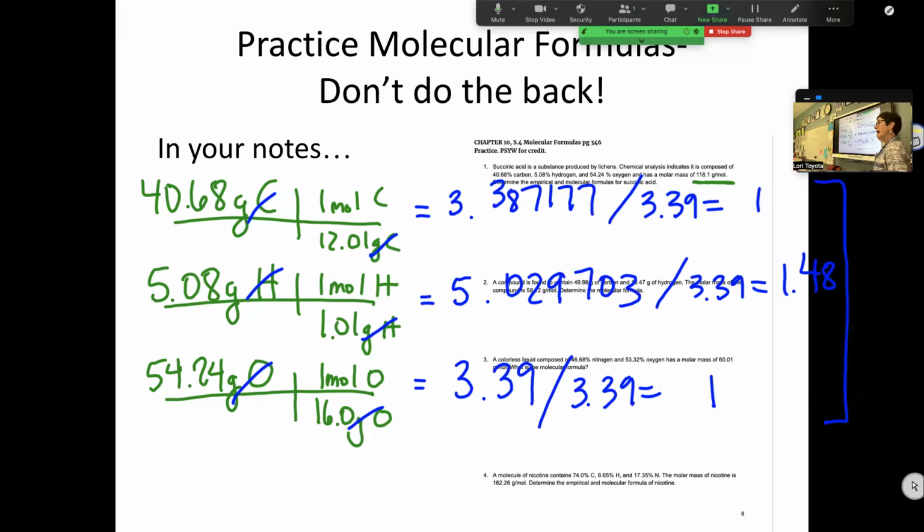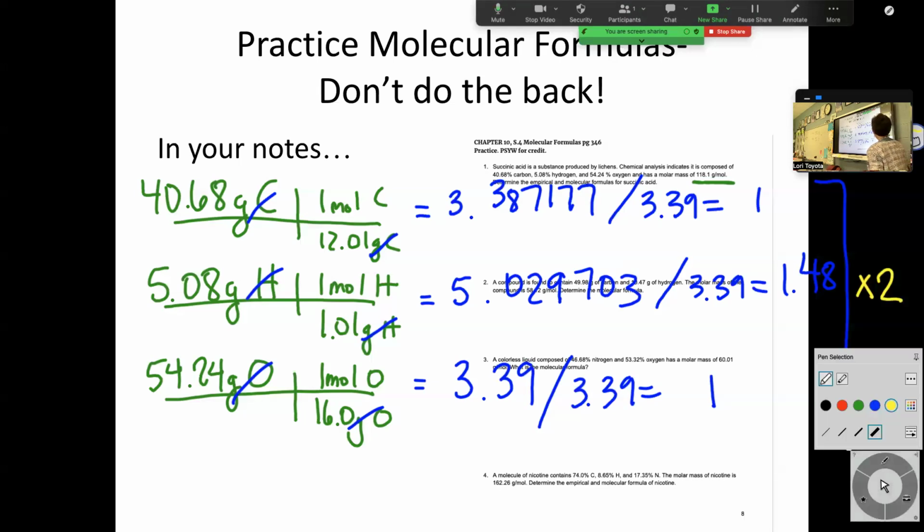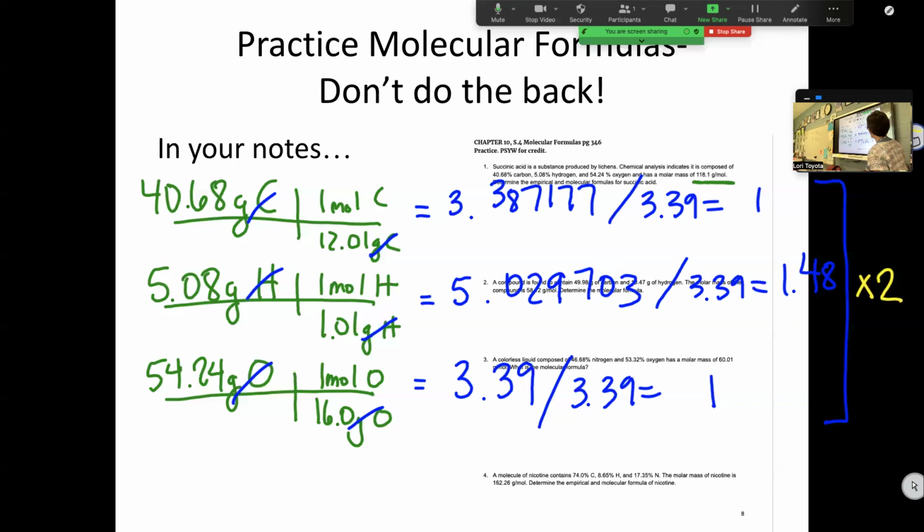So what are we going to have to do? You got half an atom, which won't do. We have to fix the whole mole ratio. Multiply the whole thing by 2. That gives us an empirical formula of C2H3O2. There's our empirical formula.